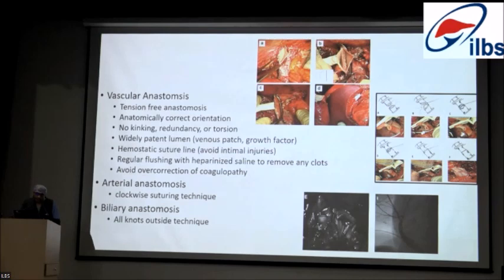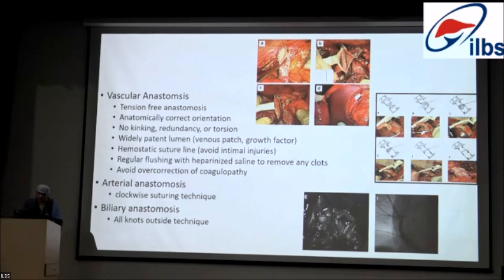Sometimes there are two portal veins on the donor side. We have to put a venous patch between the two portal veins, and especially in the portal vein, we try to put a graft patch almost 1 to 1.5 times the diameter of the donor portal vein to expand it and avoid postoperative narrowing. The suture line should be hemostatic and carefully taken. Usually their tissues are inflamed and edematous, so avoid intimal injuries, which can lead to post-transplant thrombosis and thrombotic events.